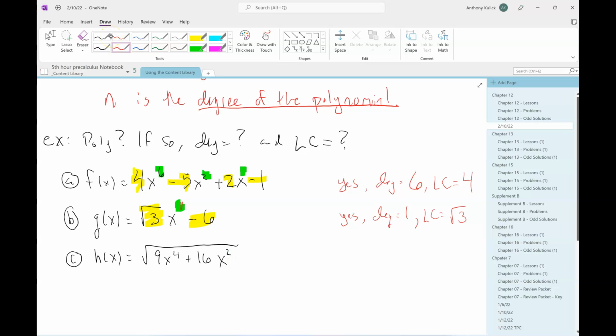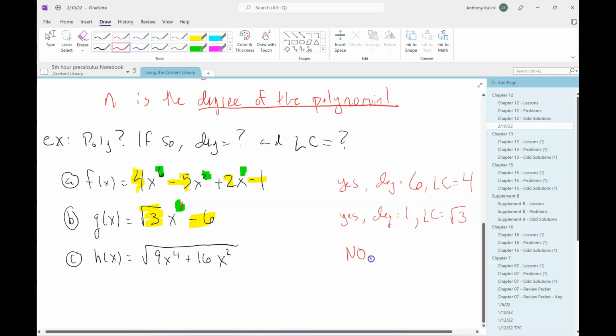About the square root of 9x to the 4th plus 16x squared. Is this a polynomial? No. Okay, see people shaking their head. Why do you say no? Specifically, what's underneath the radical? Of the variable, yeah. We have variables underneath the square root. That is correct. So this is not a polynomial.